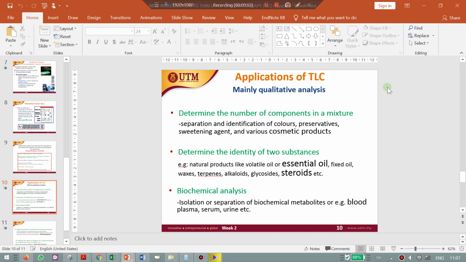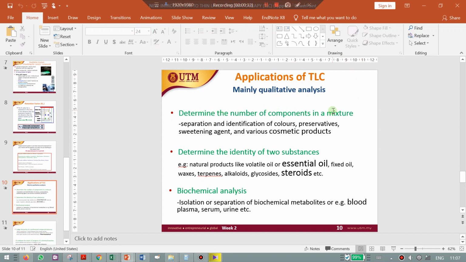Alright, here shows the applications of TLC, mainly for qualitative analysis. From my opinion, quantitative analysis is not available for TLC. Okay, only qualitative analysis, but for screening purposes only. Okay, for confirmation, we should use another kind of instrument. Okay, the first application is to determine the number of components in a mixture.